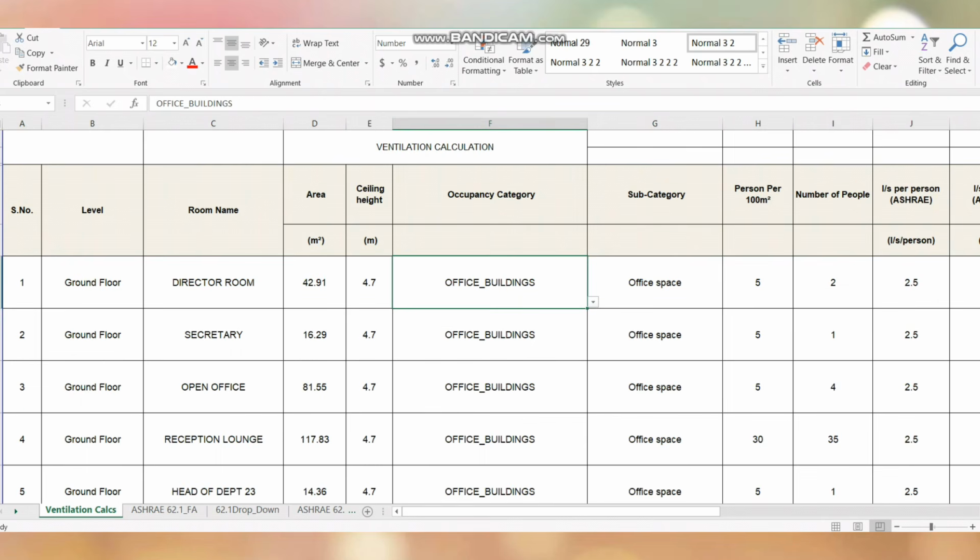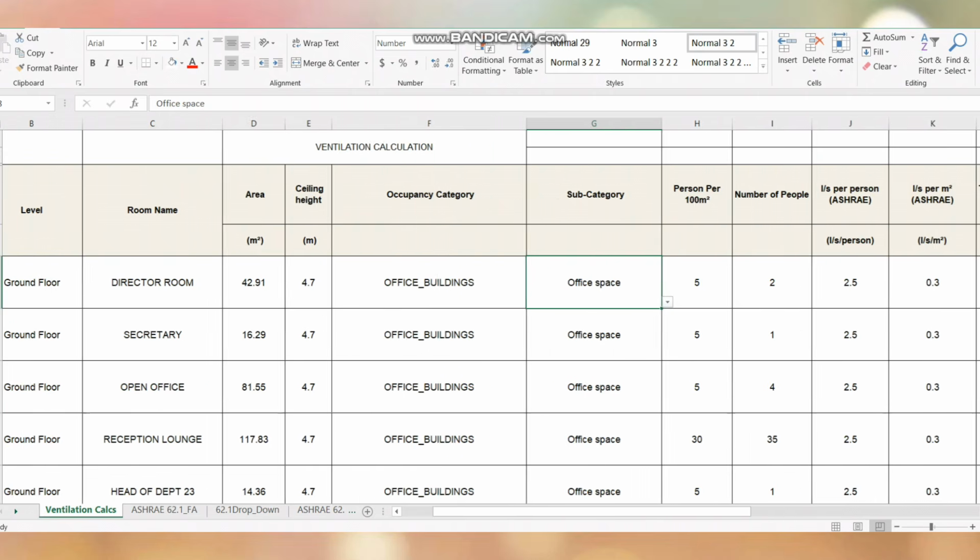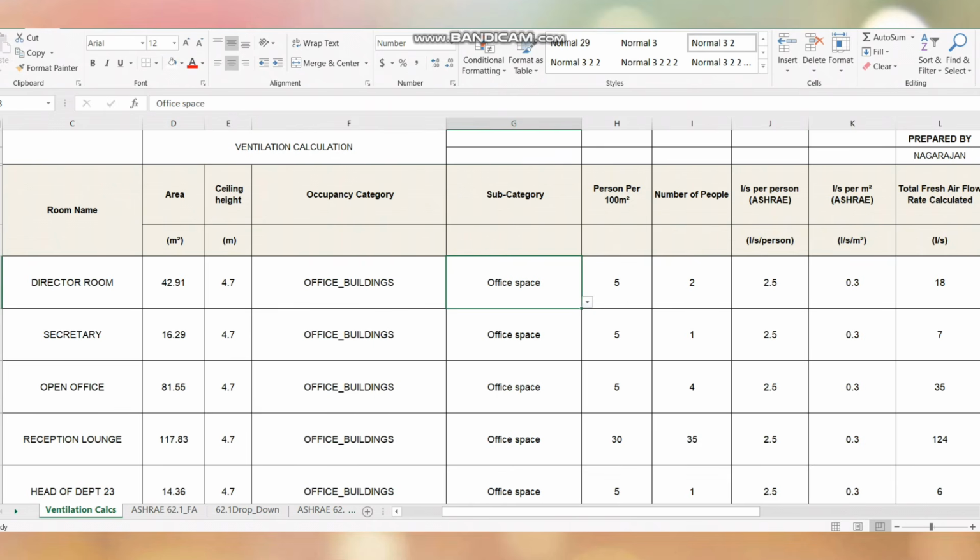In our case now, this is the office building. So I am going to click the office building here, and after that we have to go for the subcategory, because in the office building there will be multiple categories, like reception, office space, break room. So different subcategories will come. For that, you can click this one again. You can see the break room, main entry lobbies, storage rooms, office space, reception area, telephone data entry. Now our case is the director office, so I'm going to choose the office space.